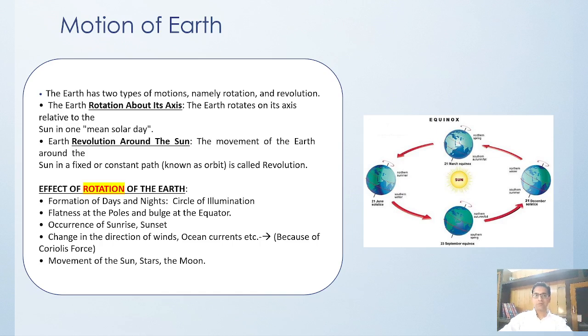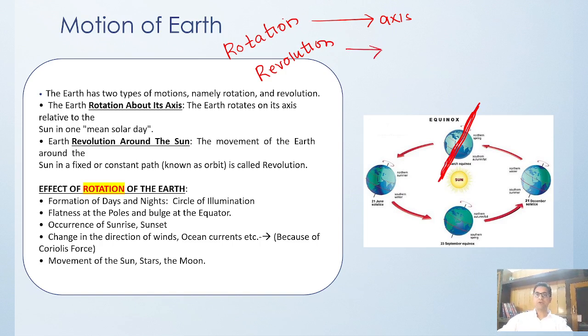Now we are moving to the next topic, motions of the earth. Earth has two important motions: rotation and revolution. Rotation the earth does on its axis. You can see this axis. Rotation happens on its axis, and revolution of the earth happens around the sun. Okay, rotation happens on its axis and revolution happens around the sun.